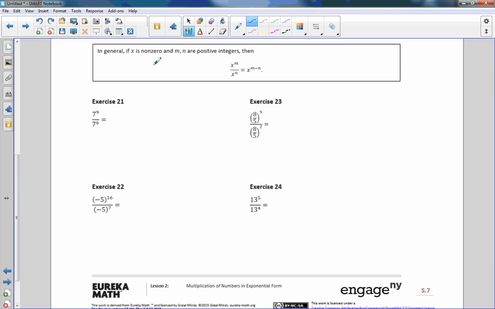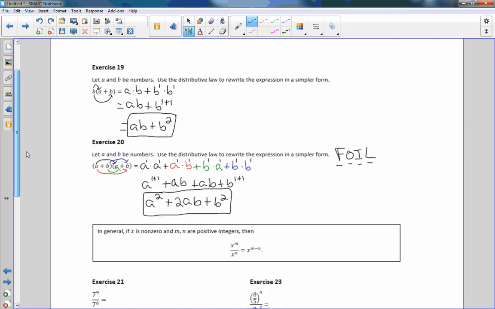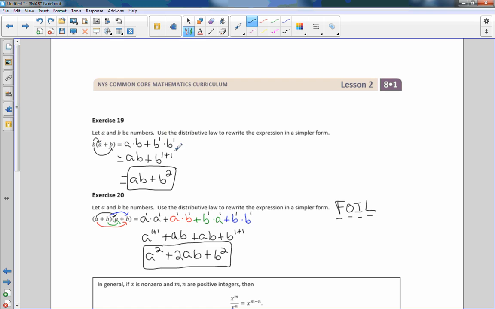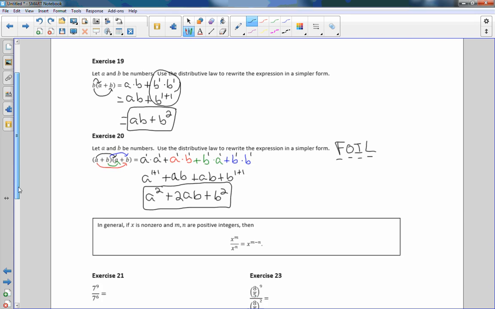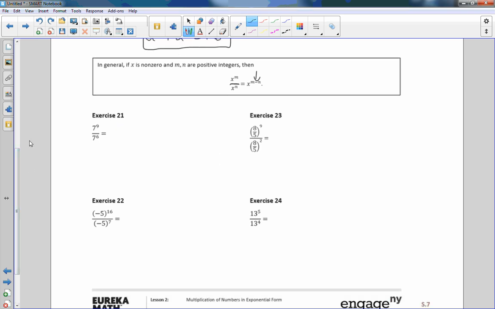So in general, if x is not 0 and m and n are positive integers, then now we're dividing. x to the m divided by x to the n equals x to the m minus n. So going back here, all the way up to that last problem, when we are multiplying, we add exponents. Okay? When we are dividing, we subtract exponents. See the difference? Okay, so first we also have to make sure the bases are equal.